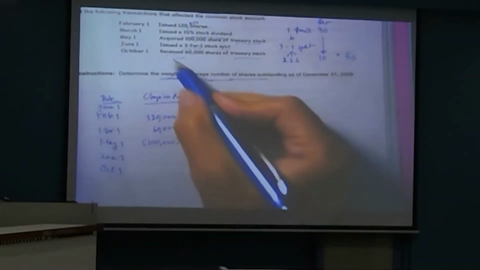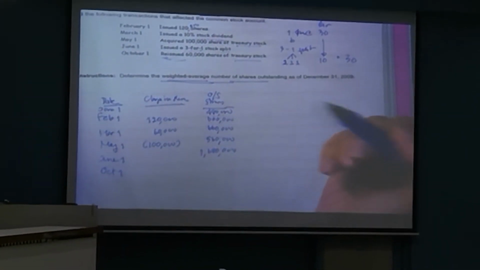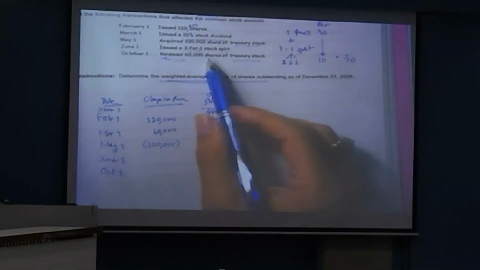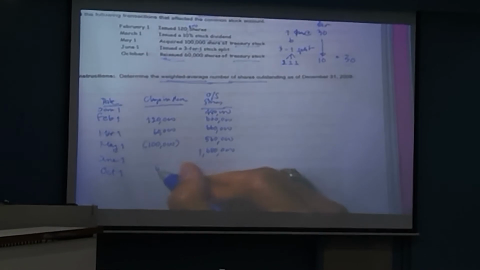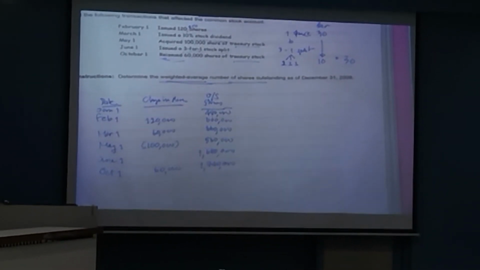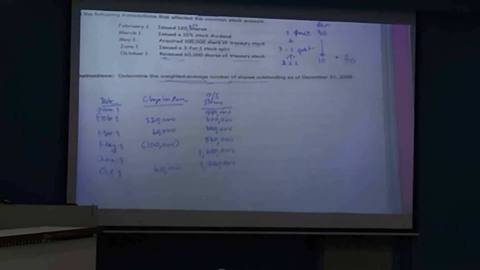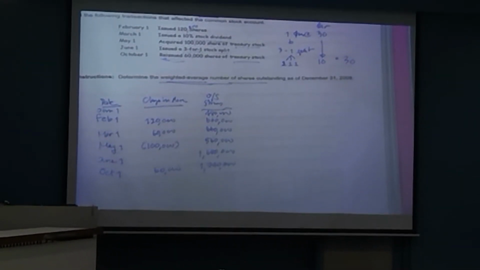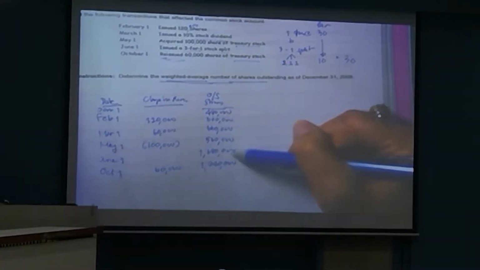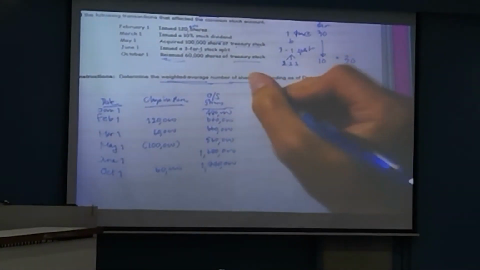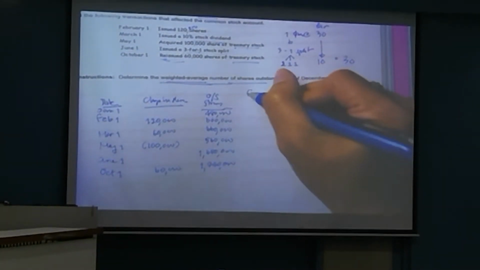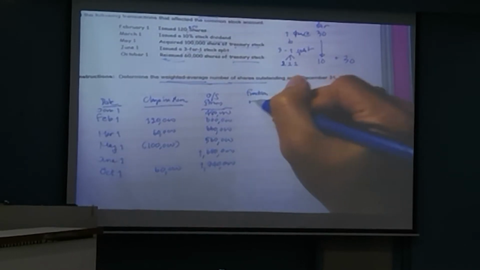October the 1st, you reissue 60,000 shares. The number of shares grows up to 1,740,000. Now you know the outstanding shares across time. Now it's time to weight them based on the outstanding shares, by the fractions of the year.